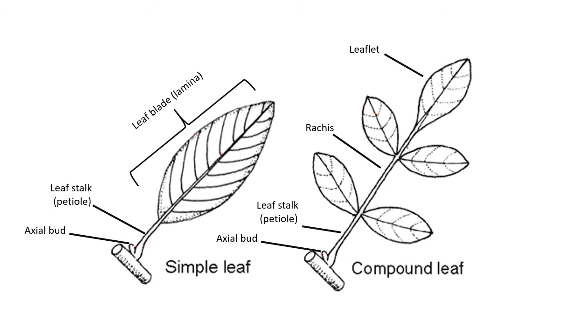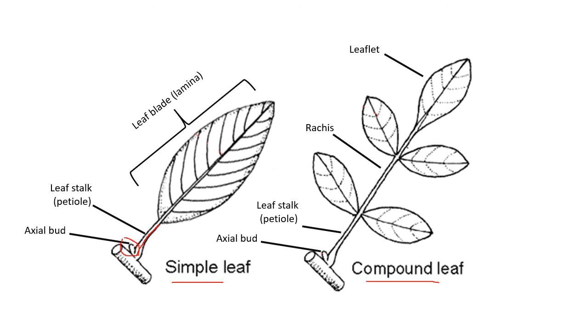Okay, let's talk about basic leaf structure. Leaves can be either simple or compound. With a simple leaf, we have a leaf stalk or the petiole, which is sort of this part that attaches from the twig to the leaf blade or lamina. The way to tell whether you have a simple leaf or whether you have a leaflet that's part of a compound leaf is look for the axillary bud.